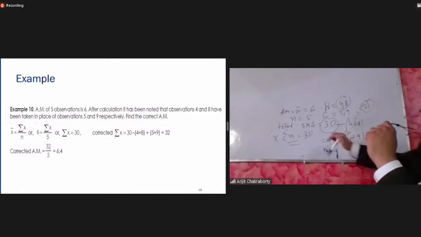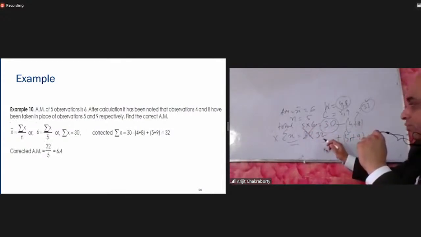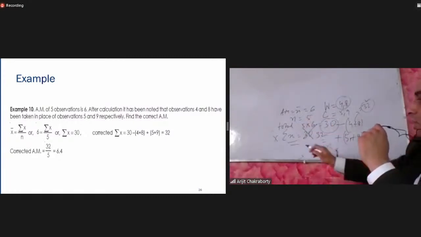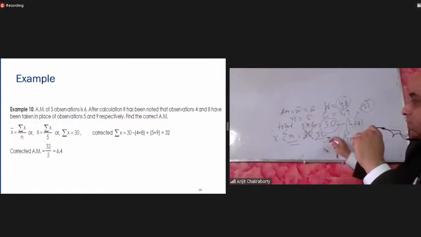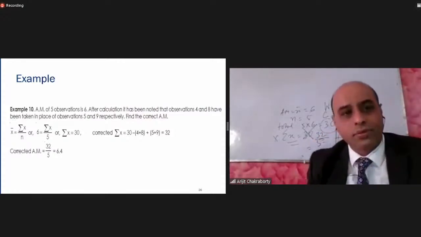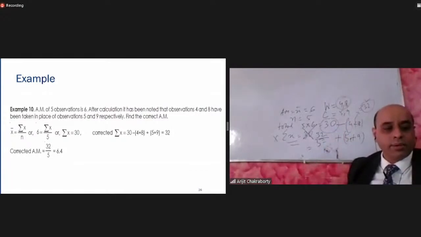So now instead of 30, I'm cutting 30 off and writing 32. 32 should have been the total. The number of observations, the frequency, is 5. So therefore, the correct average will be 32 divided by 5, which is 6.4. So please see this example and we have solved it. This type of problem can be expected.